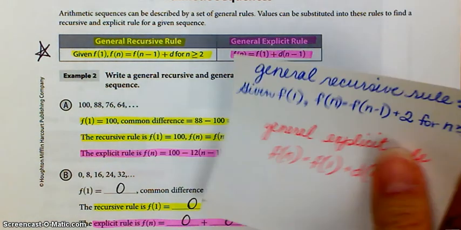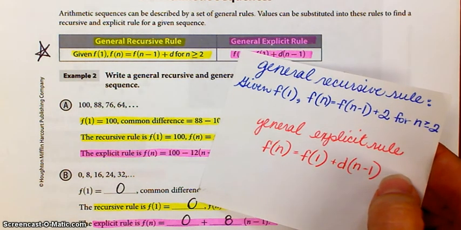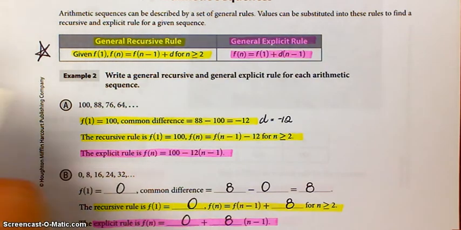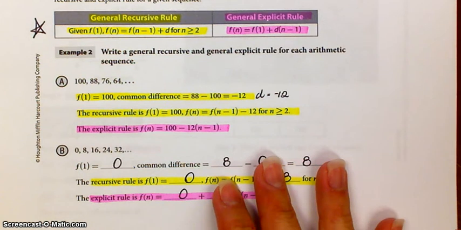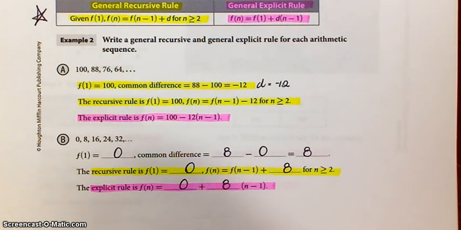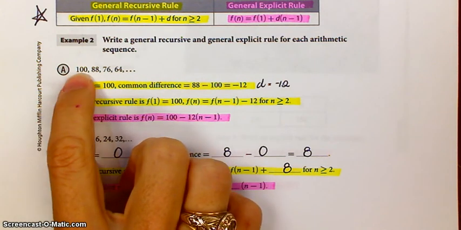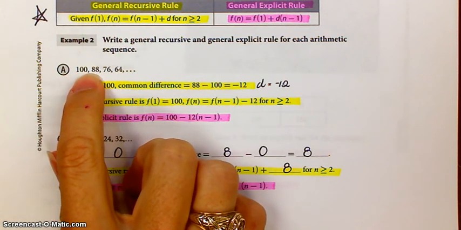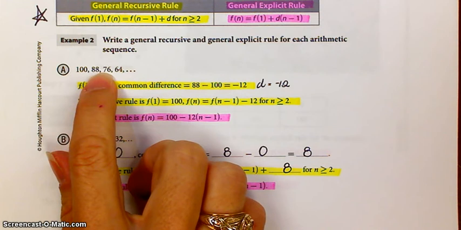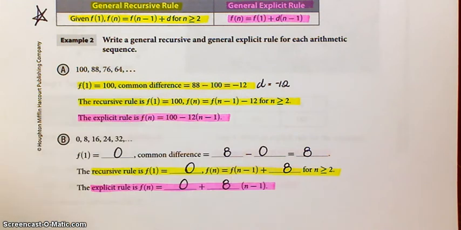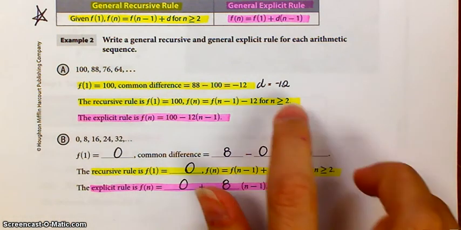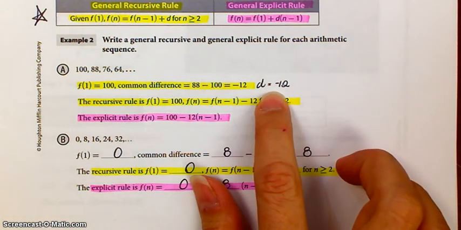Okay, so I have written down my general rules because it's on this page, but we're going to need it for several pages going forward. Write a general recursive and a general explicit rule for each arithmetic sequence. 100, 88, 76, 64. If I do a little math, 100 minus 88, that's a difference of 12. 88 minus 76, that's a difference of 12. I'm going down by 12 each time, so my common difference is negative 12.